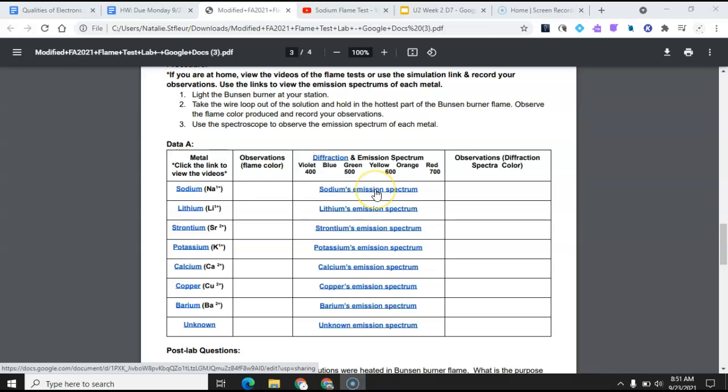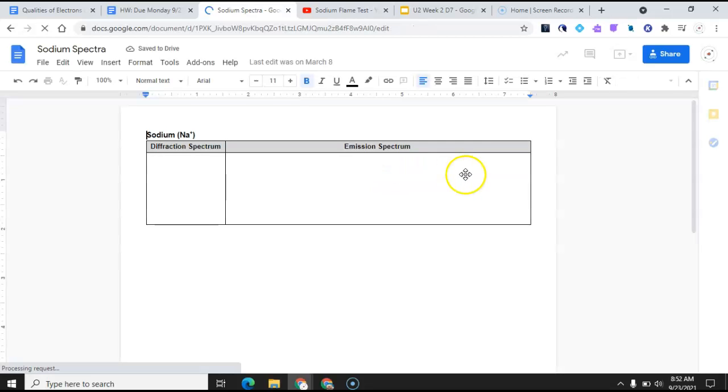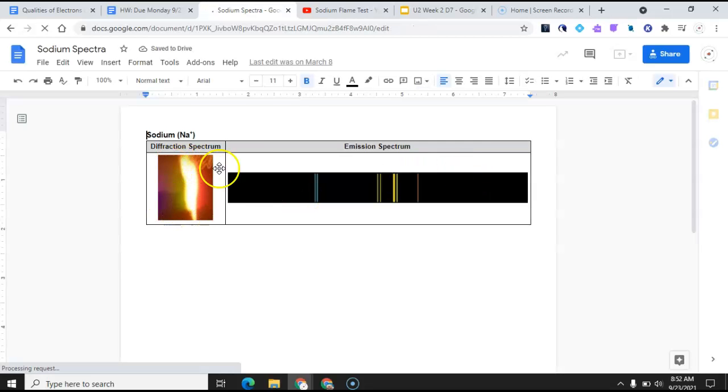Then what we did during the lab was we observed the flame with the spectral glasses on, and it sort of breaks up or diffracts the light. When you click on that, it'll take you to an image that shows the diffraction spectrum.